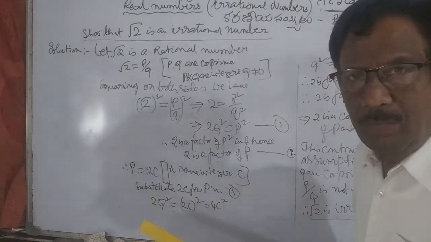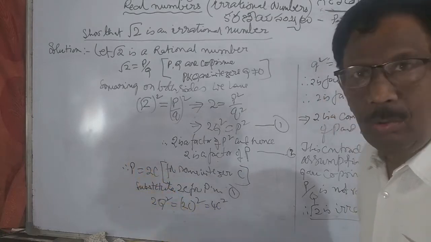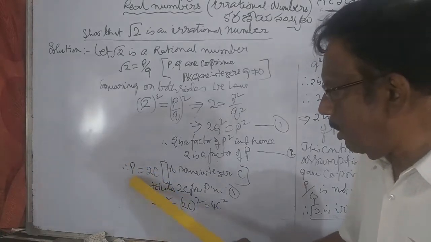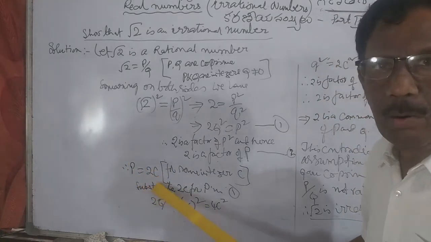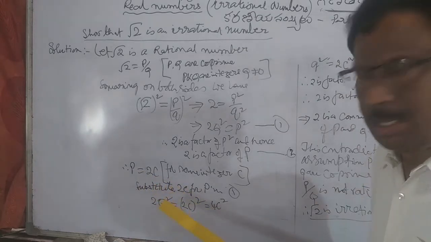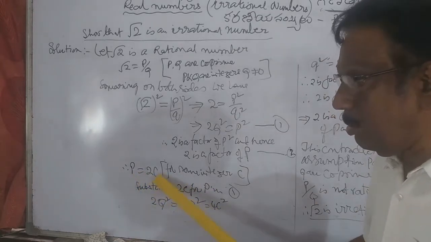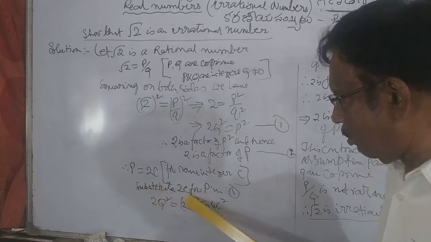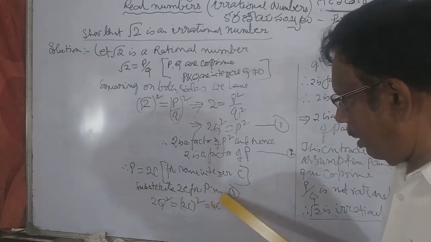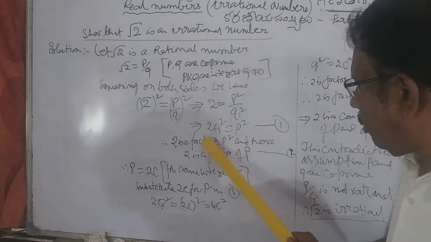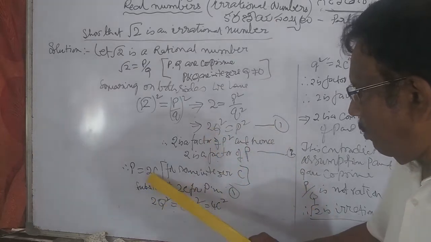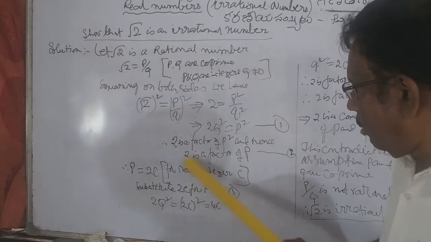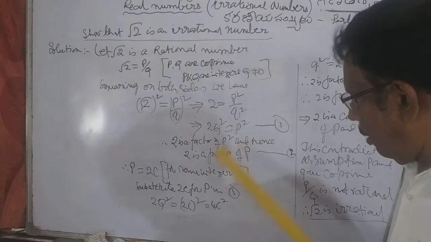If 2 is a factor of p, it means if you divide p by 2, you get the quotient c. So you can write p is equal to 2 into c for some integer c. So let p be equal to 2c. Then substitute 2c for p in equation 1. Let's take this first equation. Instead of p, put 2c.